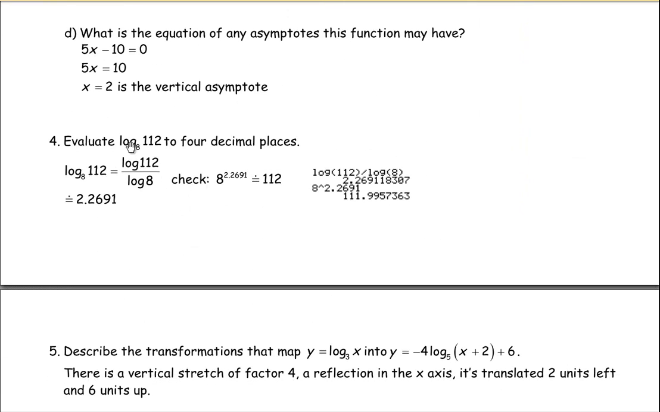For number 4, we're asked to evaluate the log of 112 base 8 to 4 decimal places. The change of base formula says that this would equal the log of 112 divided by the logarithm of 8. And you can use any base you want. Your calculator does base 10, so that works just fine. And so that gives you about 2.2691, and that's the check. If you evaluate 8 to the power of that 2.2691 number, you should get 112 approximately. This is what it would actually look like in the calculator. Actually, I showed the calculation over here.